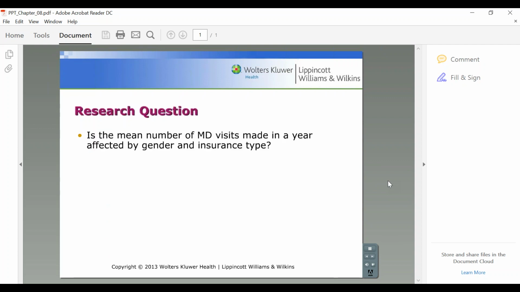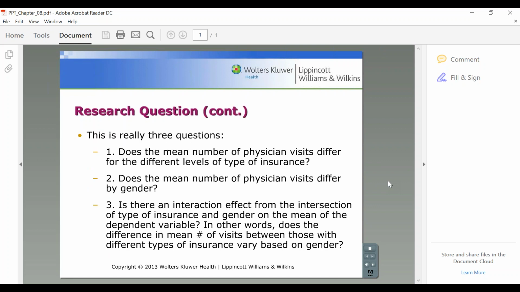So here's our general or overarching research question. Is the mean number of medical doctor visits made in a year affected by gender and insurance type? And really, when you break it down into this factorial design, 3 questions start to emerge. So we have to look at each combination separately. Does the mean number of physician visits differ for the different levels of type of insurance? And then we want to look at it by the different levels of gender, whether you're male or female.